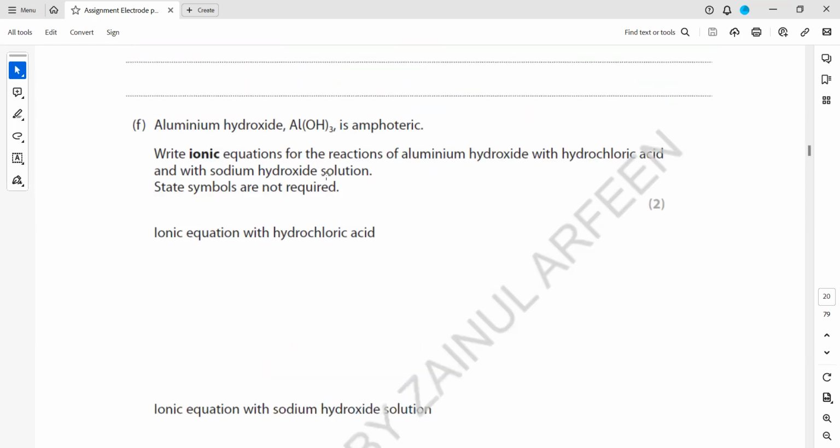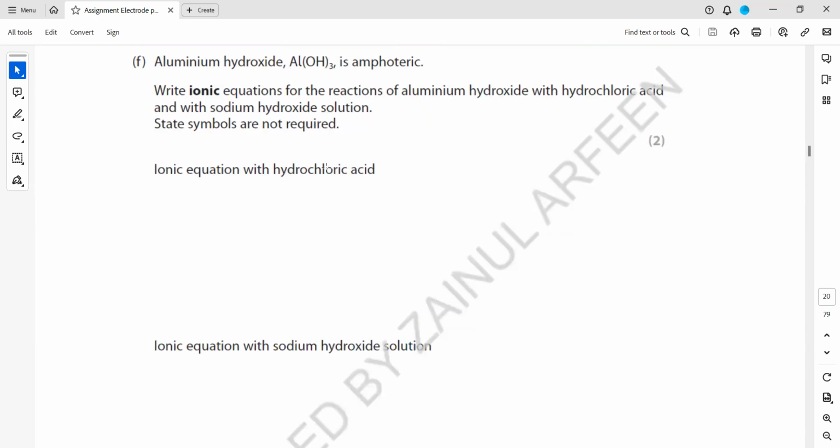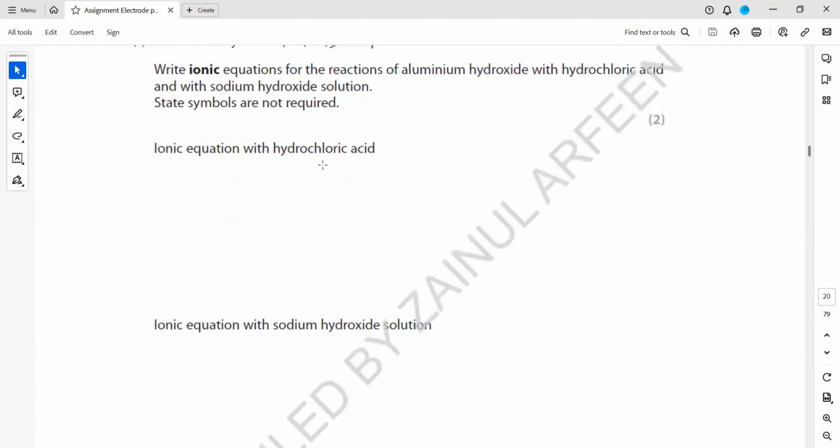In part F, aluminum hydroxide is amphoteric. Write an equation for a reaction of aluminum hydroxide with hydrochloric acid and with sodium hydroxide. State symbols are not required. So we have to show amphoteric means it can act like an acid or it can act like a base as well. So we have aluminum hydroxide, and first we want to show that it is acting like a base. So it will form a salt and water.